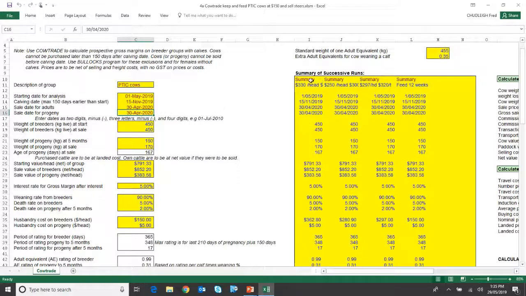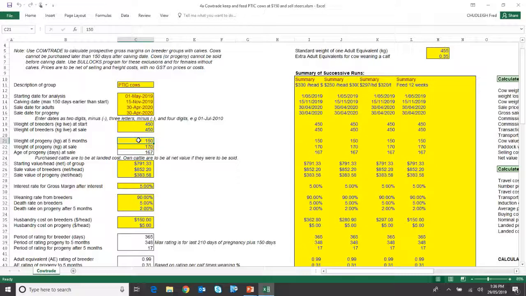So you can see over here these summary columns are very similar to the analysis that we did previously on the cost of holding the cows. So we can do that same analysis here. That's just the similar sort of analysis done in cow trade. But in this case, we're interested in what is the gross margin per adult equivalent after interest of holding these cows. So we weigh them in at the start and the end the same weight. We say, okay, during that period, we're going to be able to get a weaner off at about 170 kilos. Because we want to count the grazing pressure applied by the calf post 5 months, we identify the weight of the progeny at 5 months.